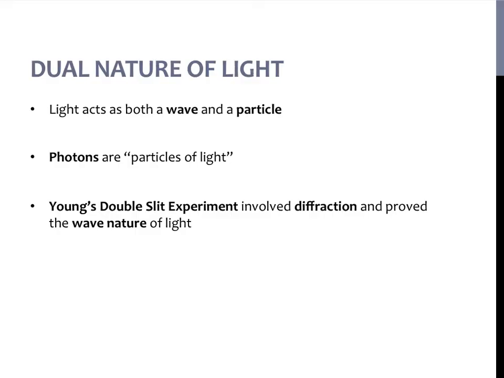Light acts as both a wave and a particle. We've already talked a lot about the wave nature of light from our previous wave units. And here we start with our photons. These are particles of light. Here we also talk about Young's double slit experiment, which involved diffraction and proved that light also acts as a wave.